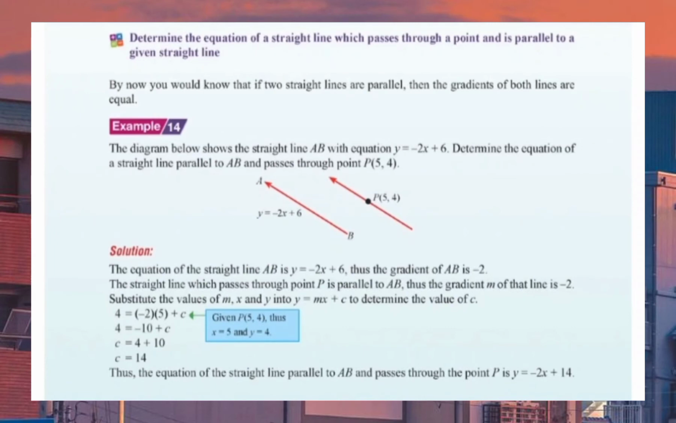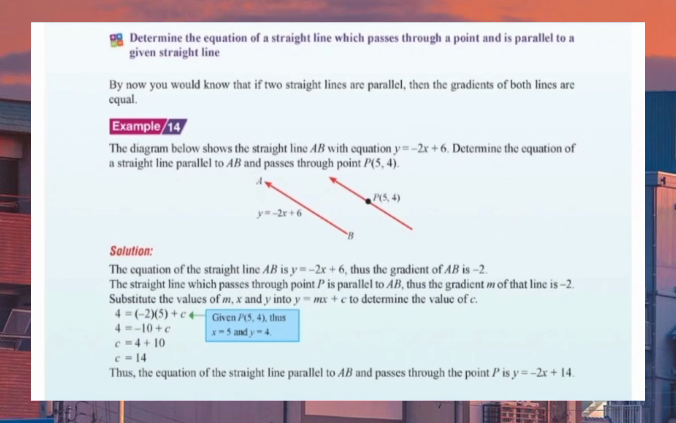Determine the equation of a straight line which passes through a point and is parallel to a given straight line. By now, you would know that if two straight lines are parallel, then the gradient of both lines are equal. For example 14, the diagram below shows the straight line AB with equation y equal to negative 2x plus c. Determine the equation of a straight line parallel to AB and passes through point P, which is x equal to 5 and y equal to 4.